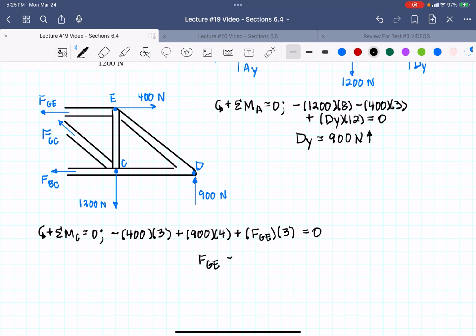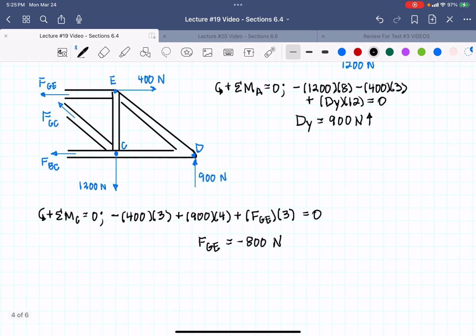And when I get FGE, I find that it is negative 800 newtons, which means that it is in compression because we assumed it was in tension. So that means for my final answer, I'm going to write that FGE equals 800 newtons. I'm going to put a little C after it to show that it is in compression. That is my answer.